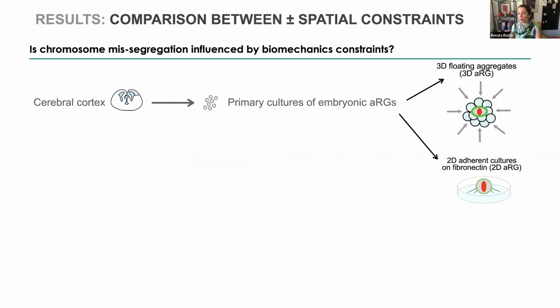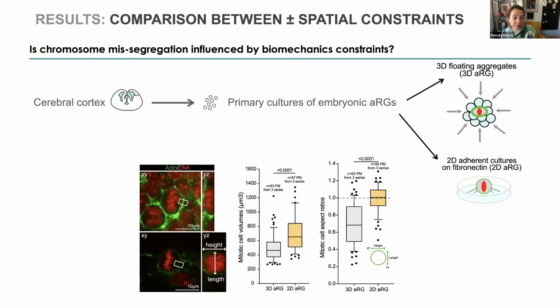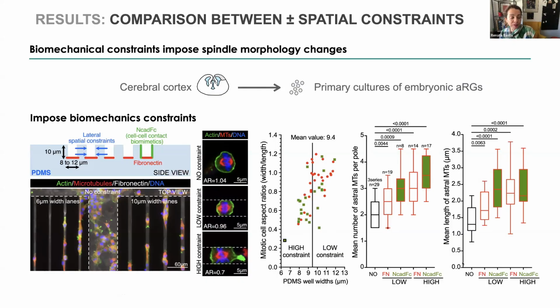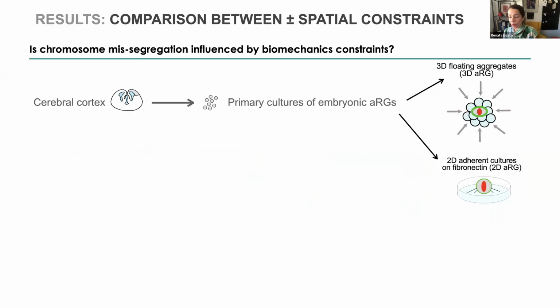Now, unfortunately, we cannot film in these PDMS wells. And so if we want to see how chromosomes are segregated, this is a problem. And so we decided to develop another system where the same cultures are set up in different ways, either as 3D floating aggregates or as 2D adherent cultures on fibronectin.